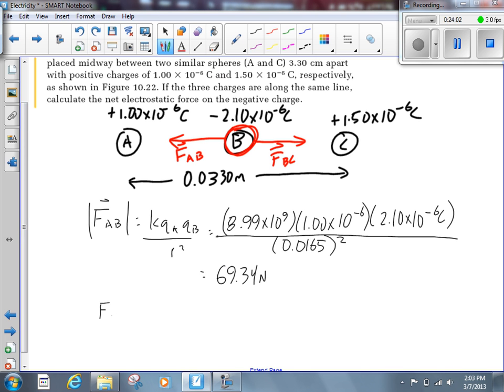We calculate the value of FCB. I think we can do this pretty quickly in our heads. It's going to be about 69... it's going to be about 104. About 104 point something. Is that right?